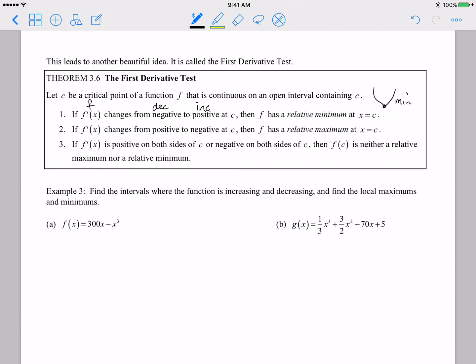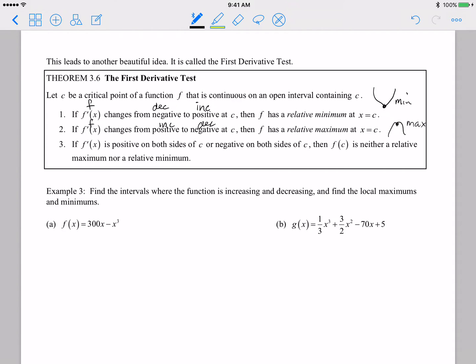Okay, similarly in number 2, if f prime changes from positive to negative, what that means is that f changes from increasing to decreasing, and what that does is it creates a maximum point. Okay, so hopefully that makes some sense to you. It's a really intuitive thing that I think makes a lot of sense once you understand what exactly this is saying.